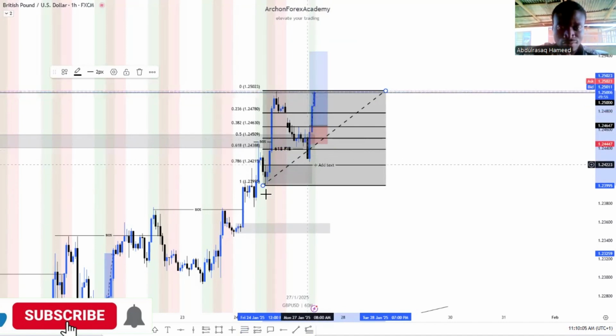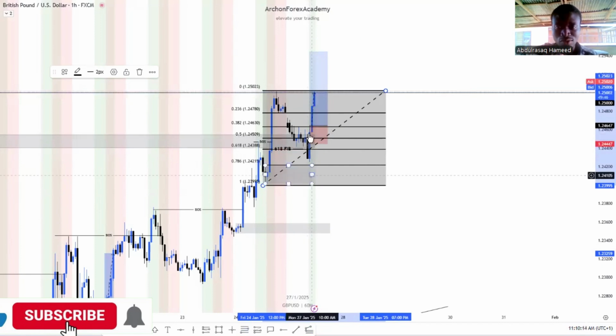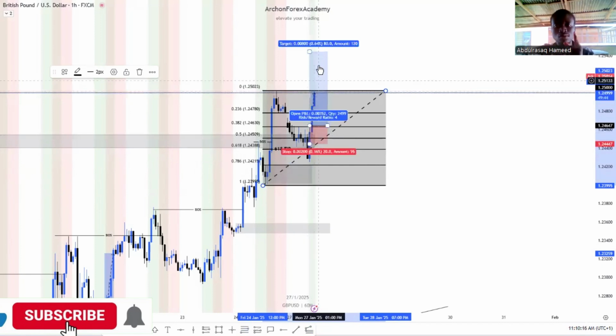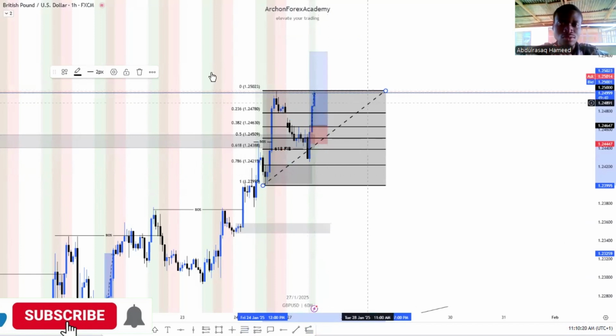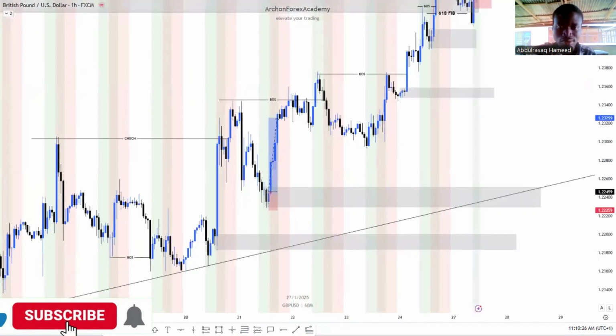When the market comes to my level on 618, I waited for this market to give me a bullish engulfing here. You see, bullish engulfing here. So after the bullish engulfing, I enter the trade. So now you are in profit and the market is moving. So that's the strategy I use. Now let me look for another example so you can see that it's really, really working.